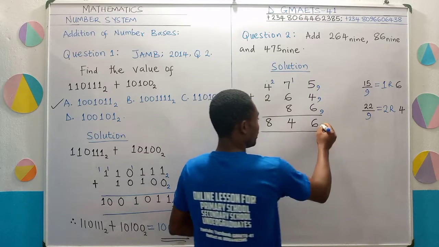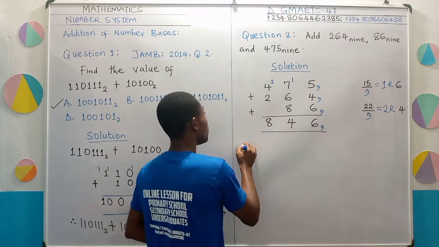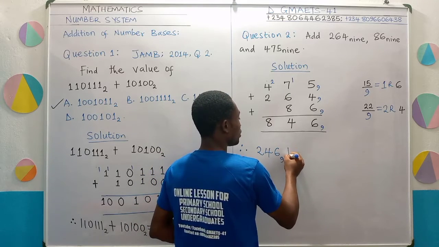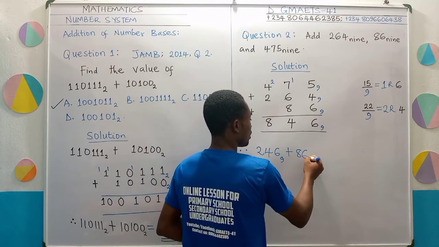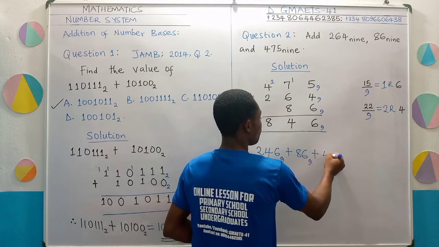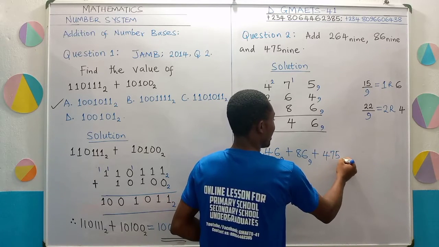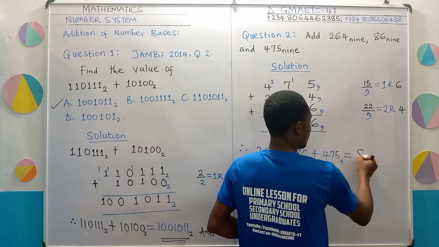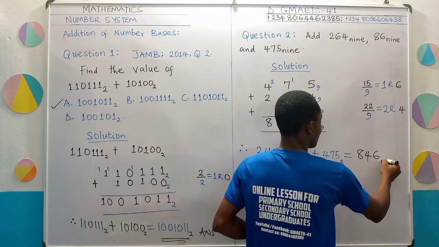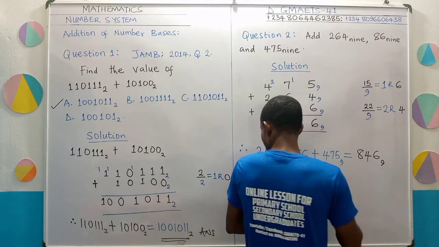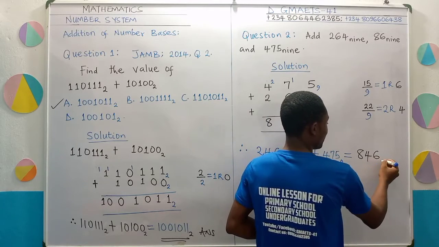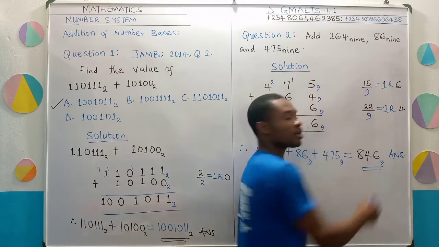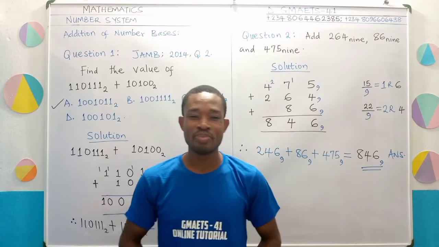You put your base 9. Therefore, 264 base 9 plus 86 base 9 plus 475 base 9, the answer will give you 846 base 9. So this is the answer. And that is how simple we carry out addition in any base.